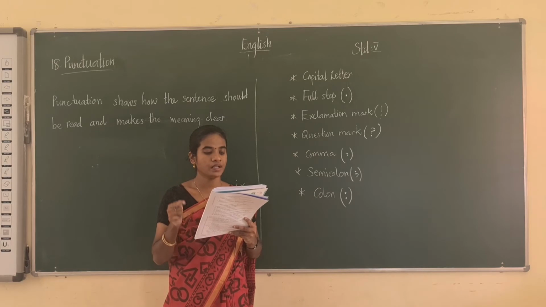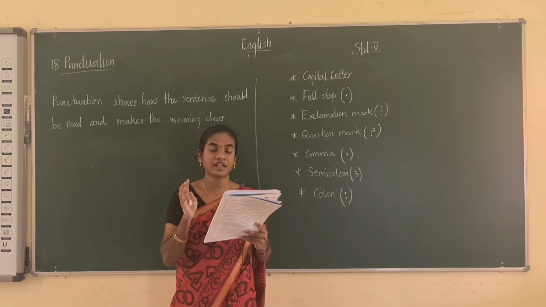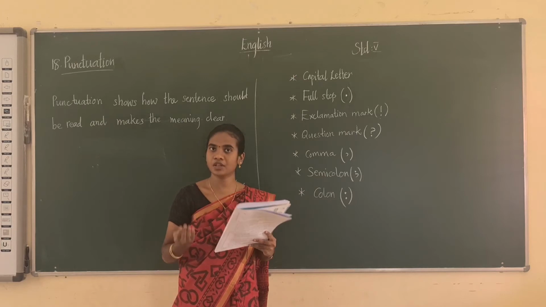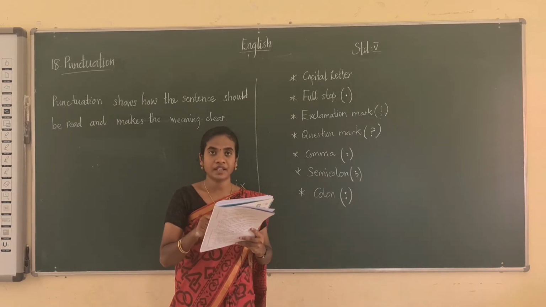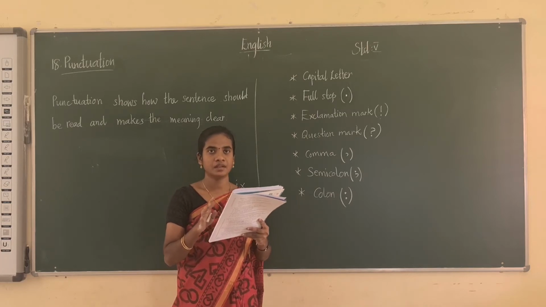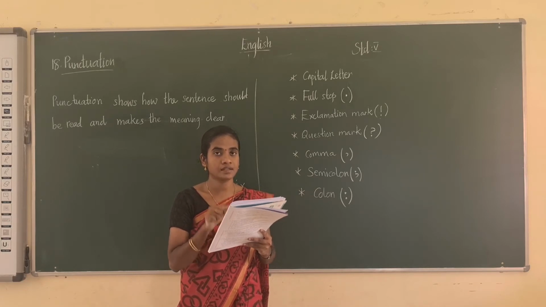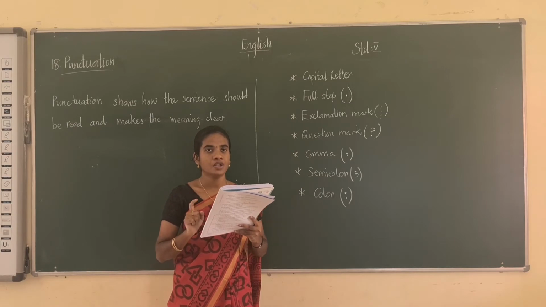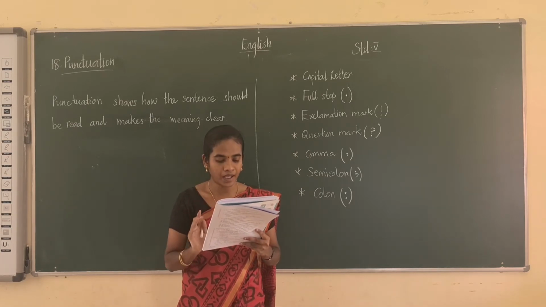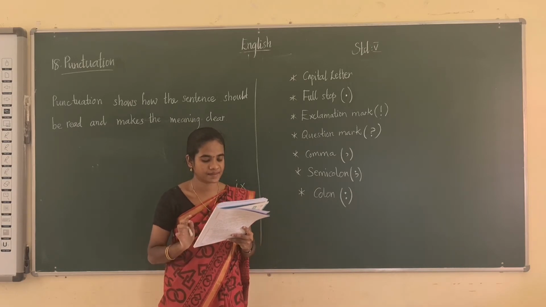See the next one, to separate adjectives of the same type in a sentence. In a sentence, if two adjectives are given, they describe the noun. So if two adjectives are given, at that place you have to put a comma. Seema is a strong, intelligent girl. Here strong is an adjective and intelligent is another adjective. So in between you have to put a comma, to separate adjectives of the same type in a sentence.